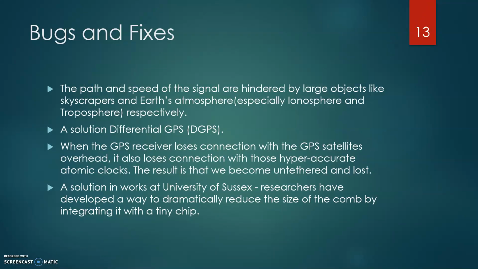Some of the commonly occurring bugs that we see in GPS are that the path and the speed of the signal are hindered by large objects like skyscrapers, which deflect the signal and increase the time lag. Then there is Earth's atmosphere, which causes the speed of the signal to vary. These could result in a change in the value of the time lag and hence result in a variation in the accuracy of the GPS.